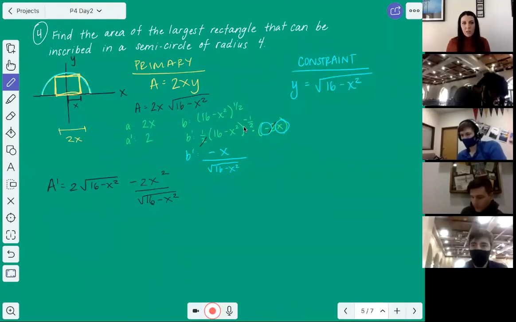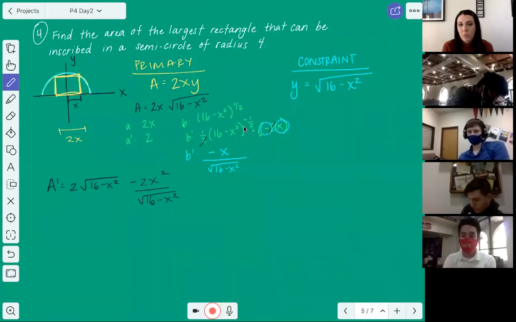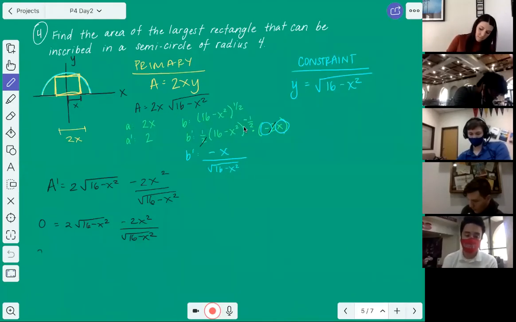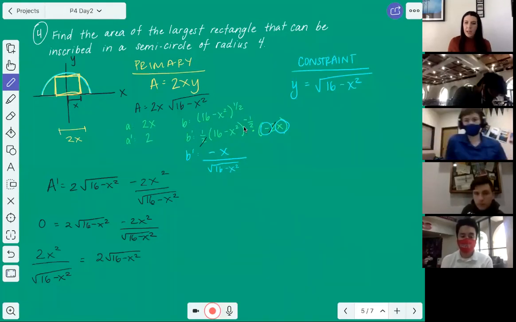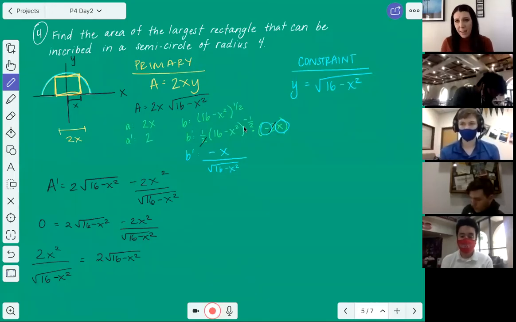Okay, let's go to Spencer. From here, what would you do? Can you just set it equal to 0? Yep, so now we can set it equal to 0. I have 0 equals 2 radical 16 minus x squared minus 2x squared over the square root of 16 minus x squared. What would you do next? Then you can add the 2x squared over radical 16 minus x squared to both sides. Perfect. So when Kleiner was doing that problem before, this is what I was referencing: there's easier problems if you just add it to the other side versus trying to get a common denominator. It just makes it more complicated. Mathematically, it's the same. This is just a slightly easier approach in my opinion.